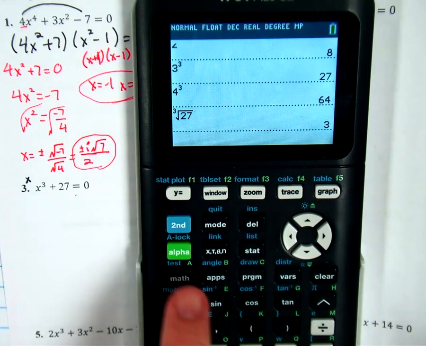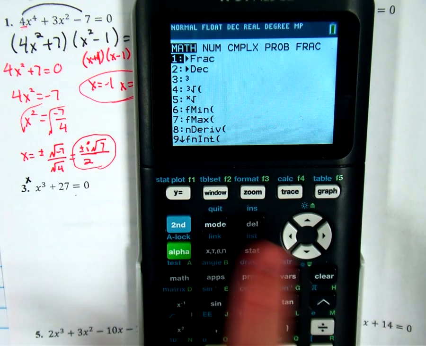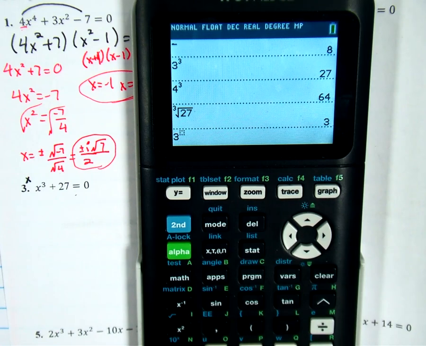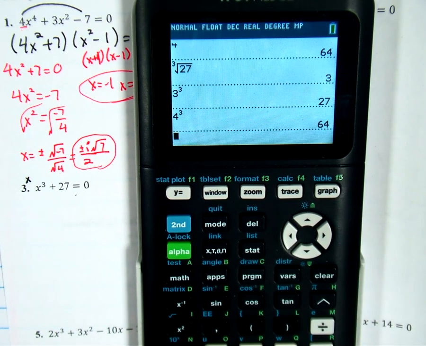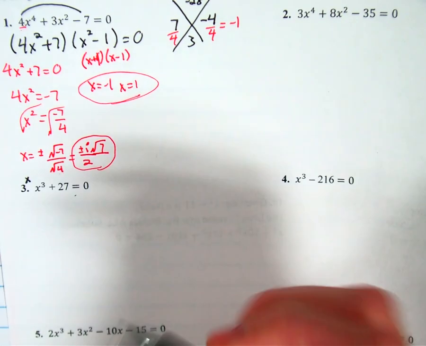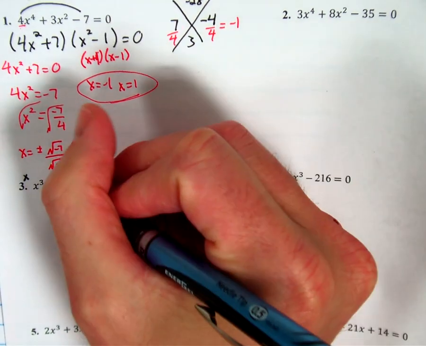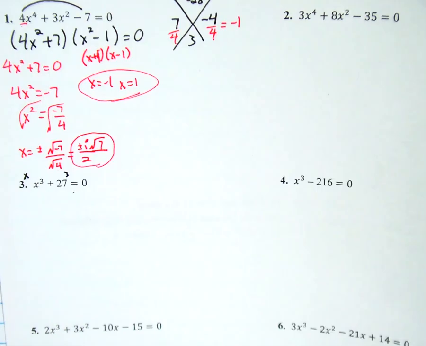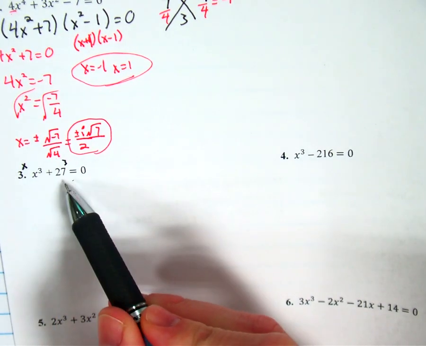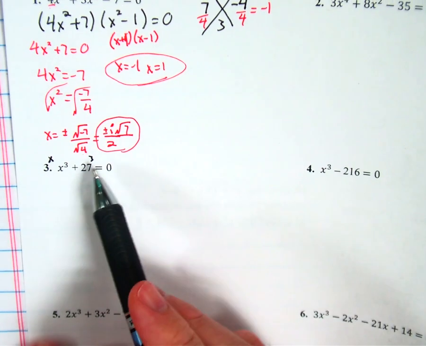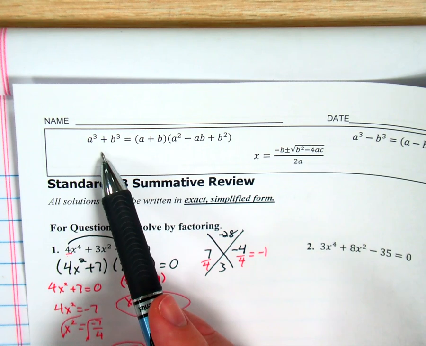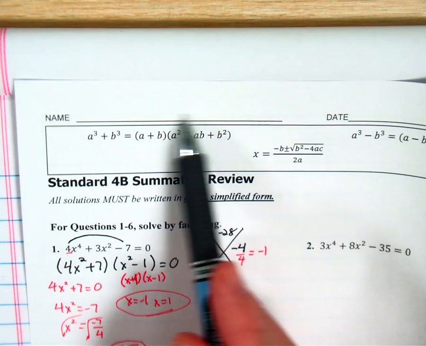Sometimes that's tough to find for kids on their calculators, and it's just easier to start with 2 or 3 and then just keep going to the third power until you find the number you're looking for. It's faster to do that than to go through all the menus and try to find the cube root. Either way, that's a 3. So x is being cubed and 3 is being cubed. And it's a plus, so we're going to come up here to the sum of cubes formula and follow that pattern.